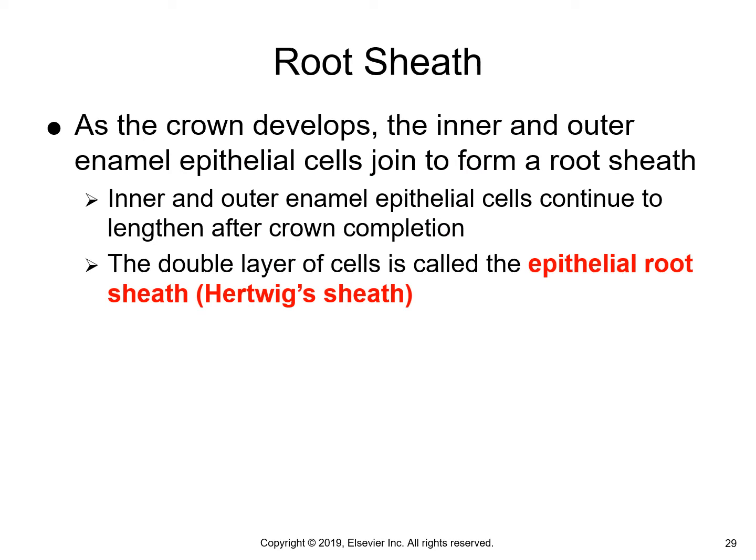As our crown develops, the inner and outer enamel epithelial cells will join to form what's known as the root sheath. They continue to lengthen after the crown is complete. That double layer of cells created by the inner and outer enamel epithelial cells is now going to be called the epithelial root sheath, or Hertwig's sheath, or Hertwig's root sheath. And that is basically the architect of the root of our teeth. So Hertwig is going to decide whether we have a single-rooted tooth, a double-rooted tooth, or a triple-rooted tooth. So he is the architect of the root of the tooth.